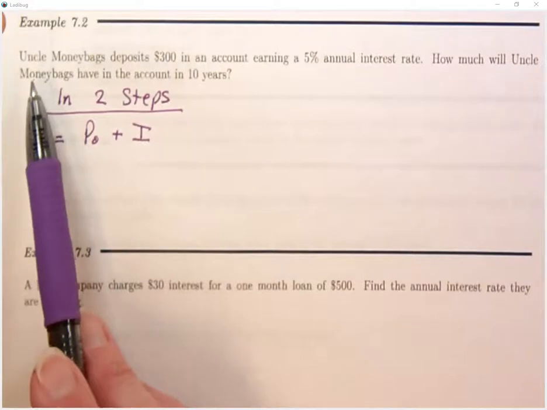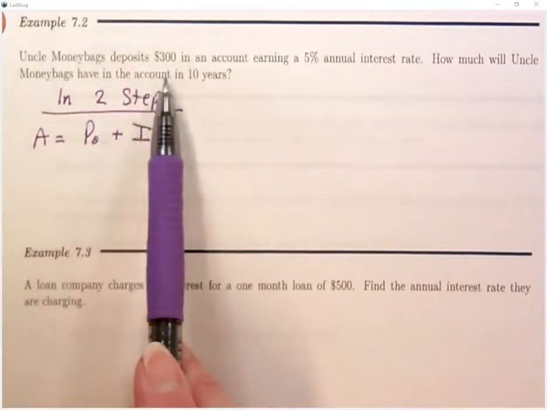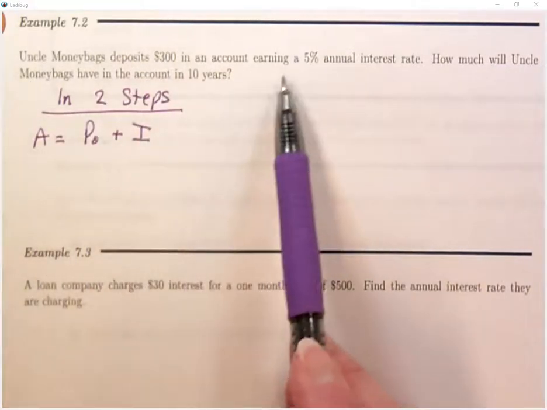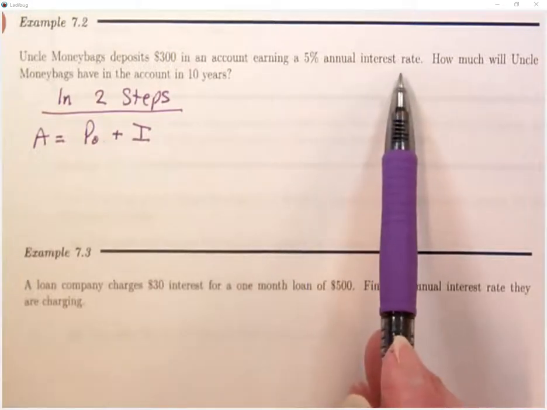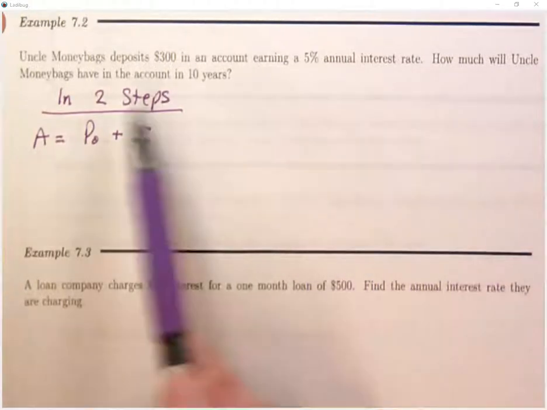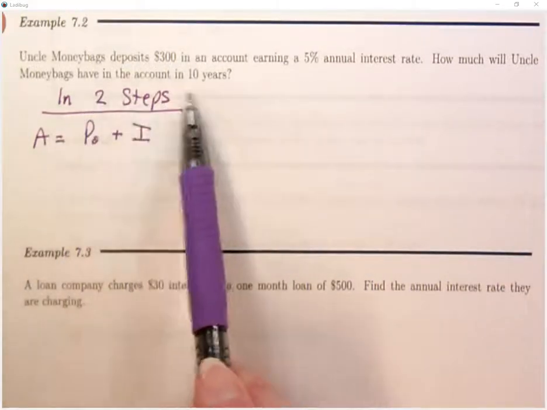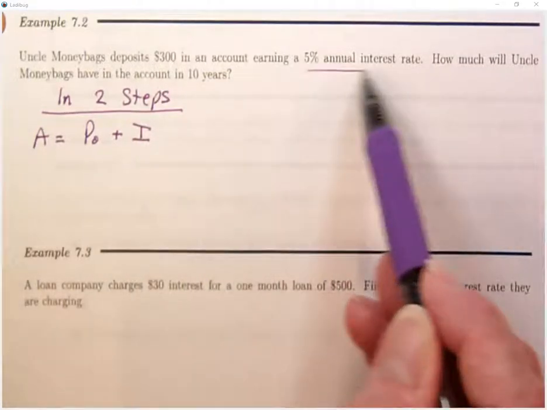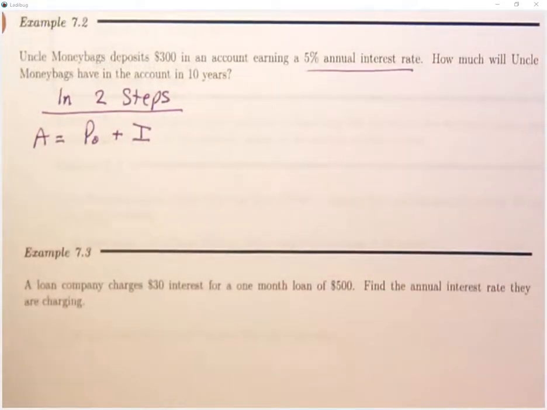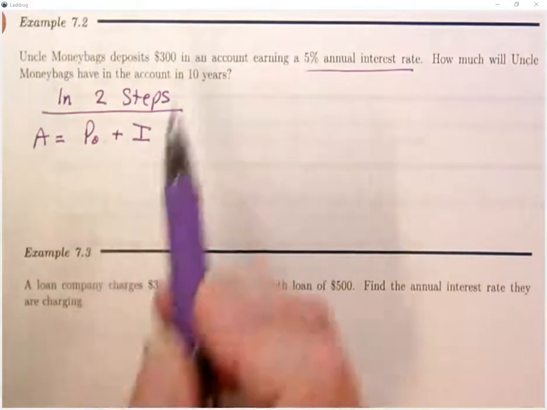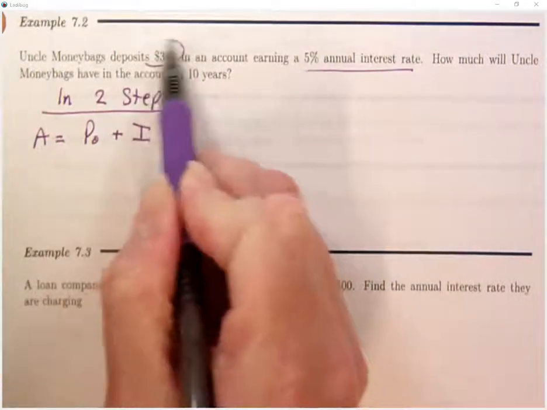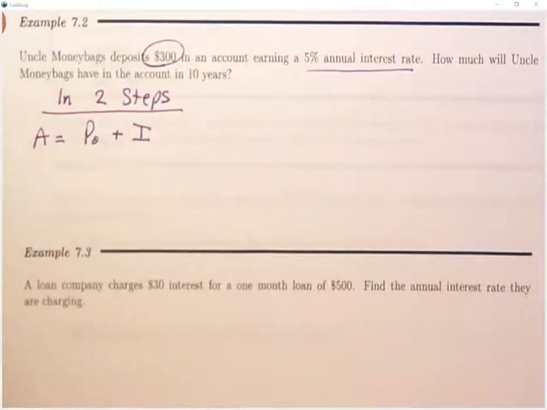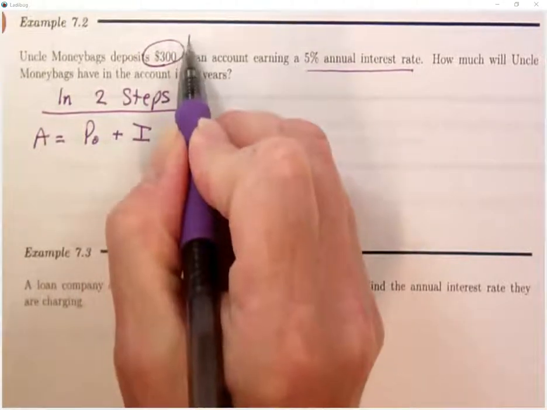So for this problem, we have Uncle Moneybags deposits $300 in an account earning a 5% annual interest rate. How much will Uncle Moneybags have in the account in 10 years? So this is telling us that that's what it is over 1 year. He deposits $300 initially, so that's our P sub 0.